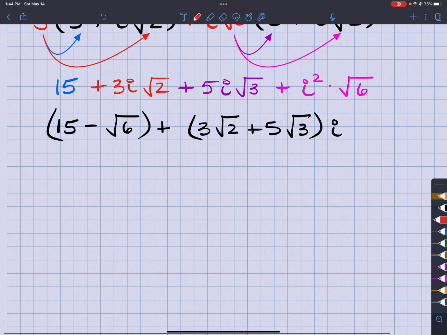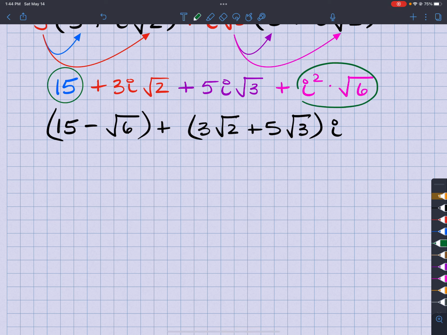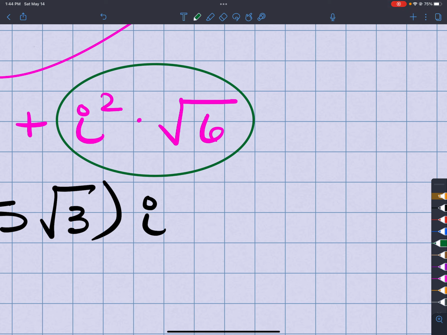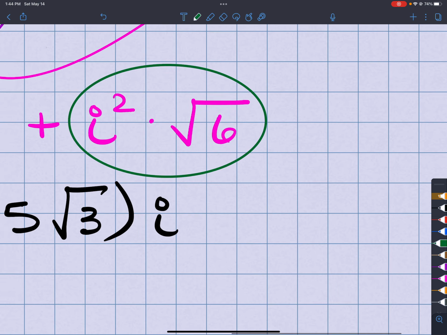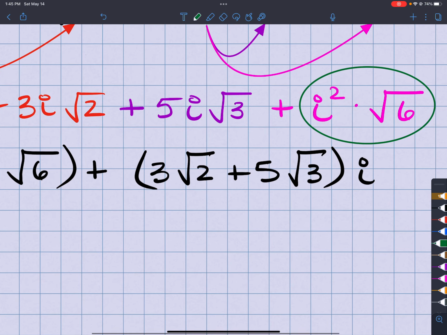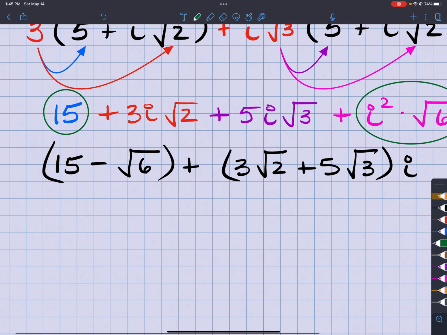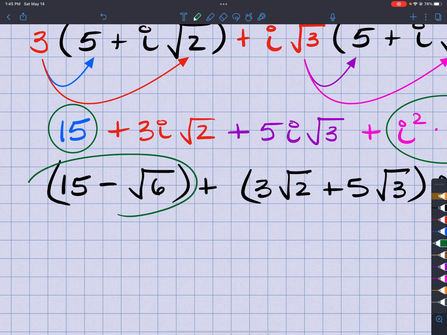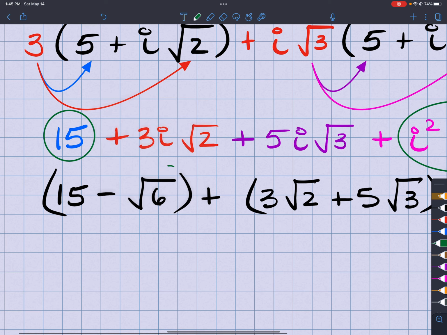So if you look here, what I have in green are real parts. What do I mean by real parts? Because of this i squared right here, this actually became a real part because that i squared becomes a negative 1 times the square root of 6, which gives me a negative 1 square root of 6. So it became real. However, these two in the center are actually imaginary because they have i's in them. So that's the reason why they're grouped together over here. So again, what's in green is right here.